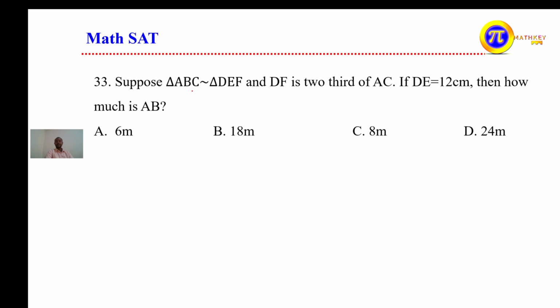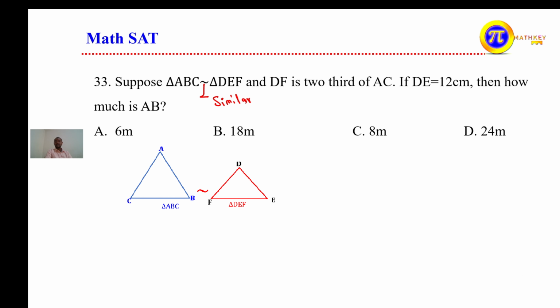Suppose triangles ABC and DEF are similar. You are familiar about this; the symbol indicates similarity. If they are similar, we are familiar that the ratio of their sides is proportional, and the ratio of their areas is the square of their proportionality constant.